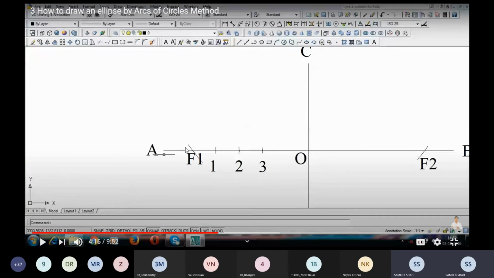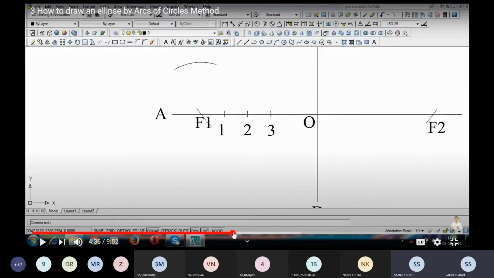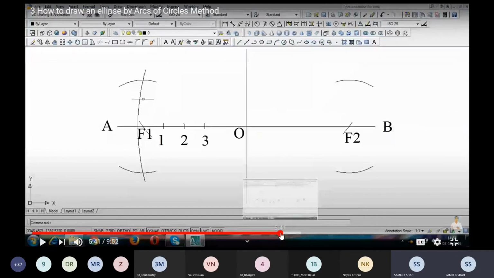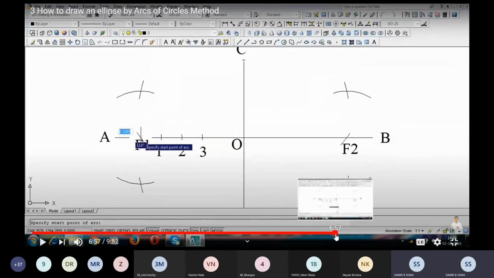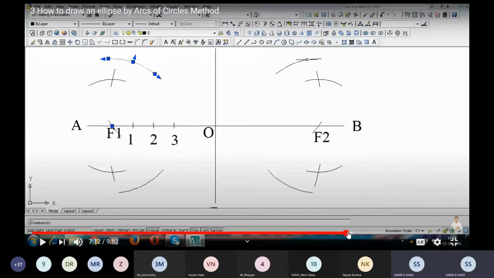Same thing you have to repeat for F1, where once again B1 is the radius and F1 is the center. So it will mesh on the first circle. B2 is the radius, and F1 is the center every time, and same for the third. So you are getting the meshing portion as you see here, like this.